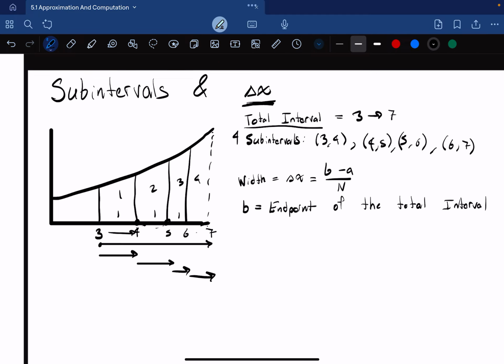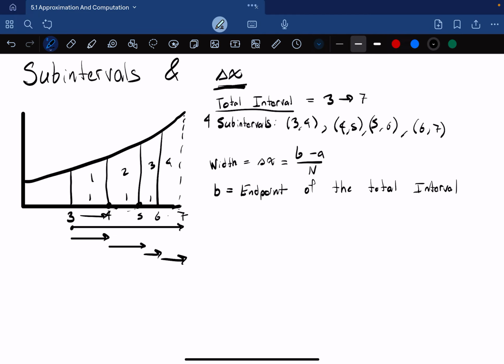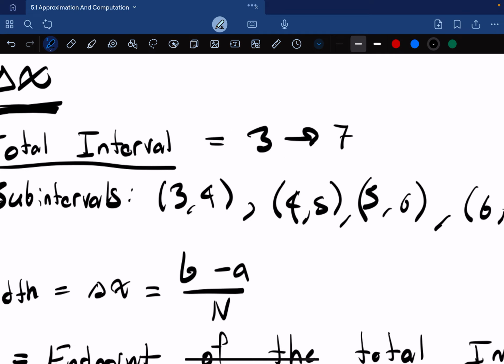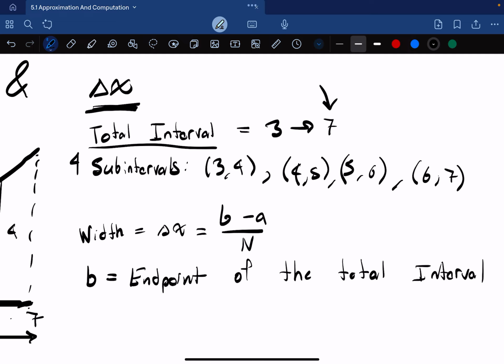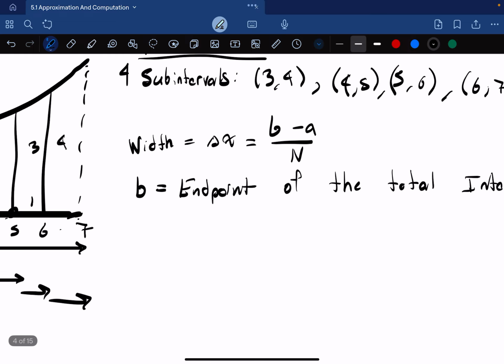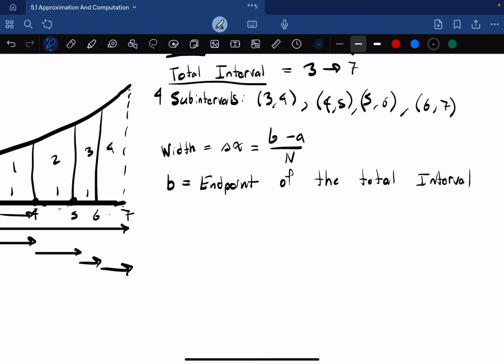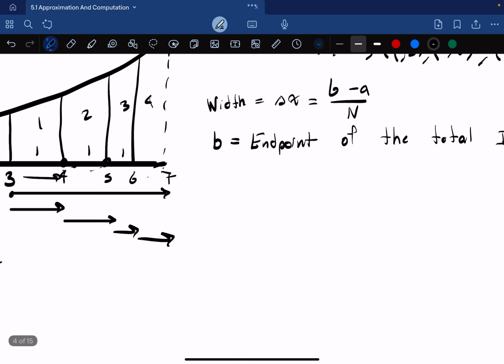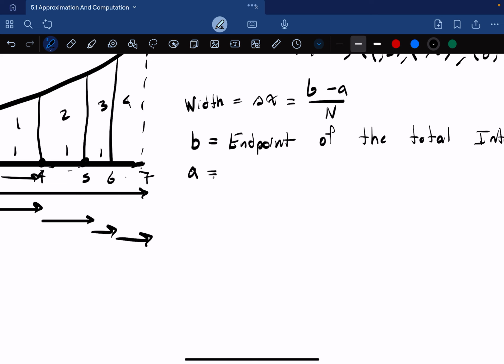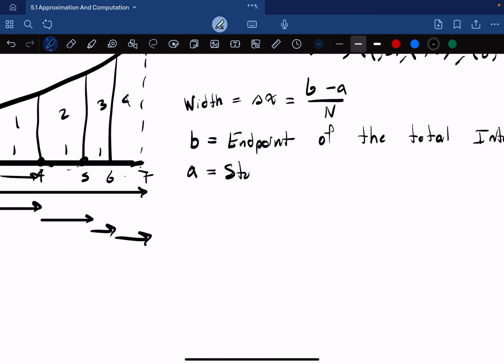So where does this total interval end? Well, this total interval goes from 3 to 7, and since b is the number that's being subtracted from, we always want the higher number. You would always choose the number that it goes to, or the number farther along on the x-axis. So b in this case, just for this graph, is going to be equal to 7. Now a is going to be the start point of our interval.